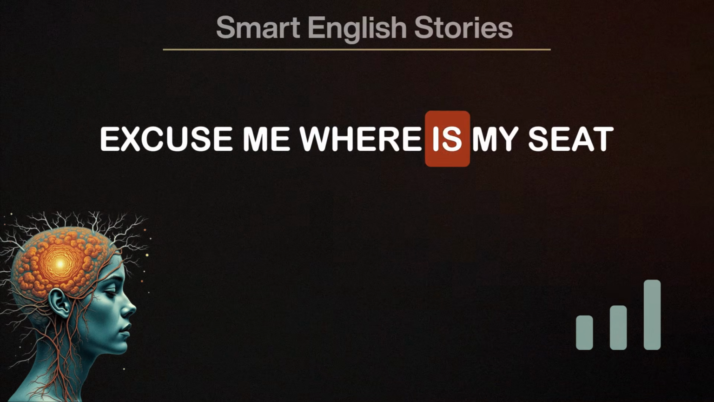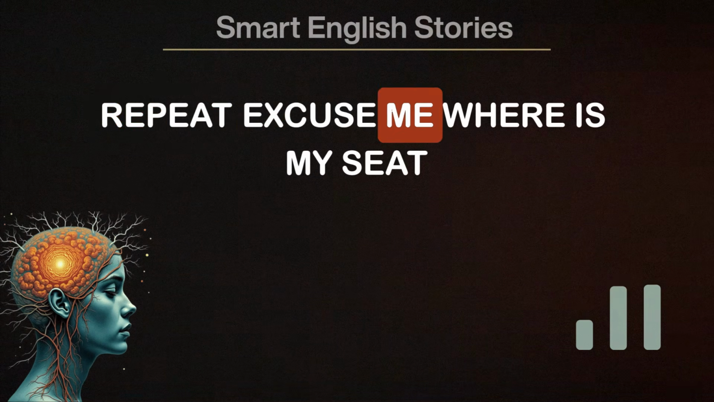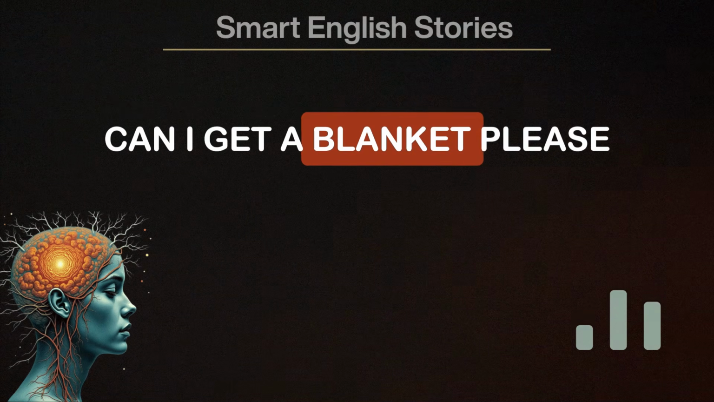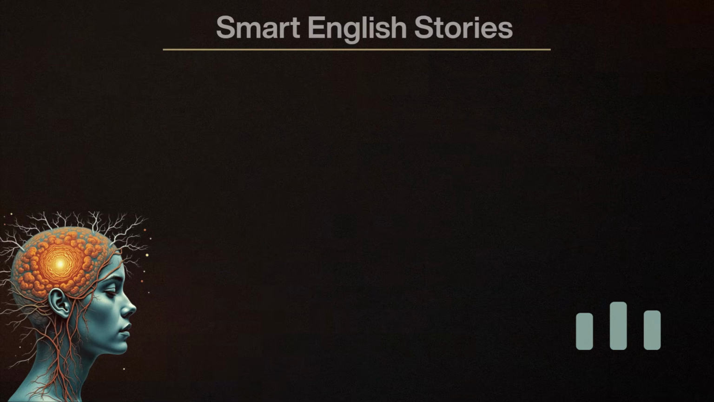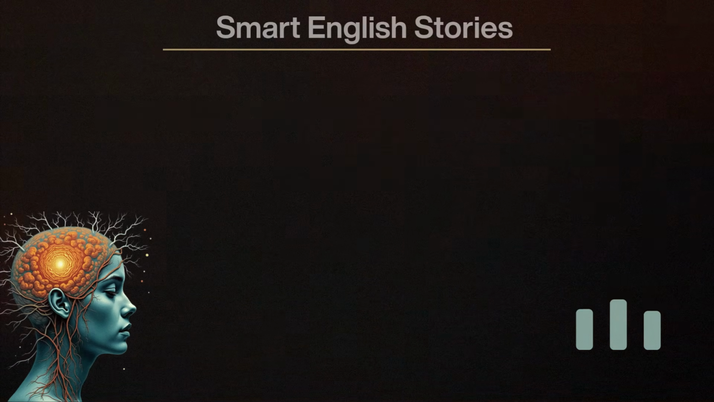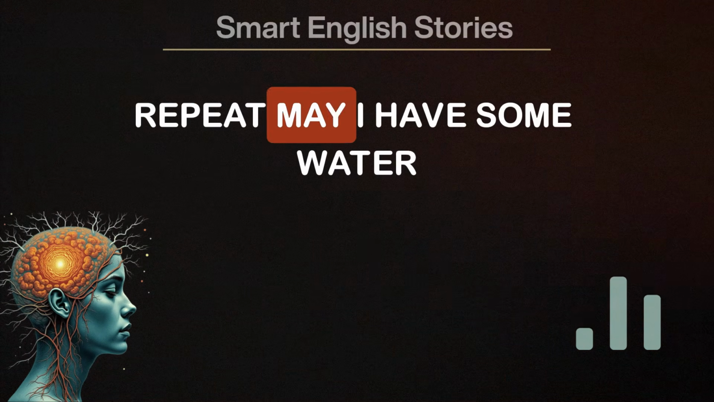Excuse me, where is my seat? Repeat. Excuse me, where is my seat? Can I get a blanket, please? Repeat. Can I get a blanket, please? May I have some water? Repeat. May I have some water?